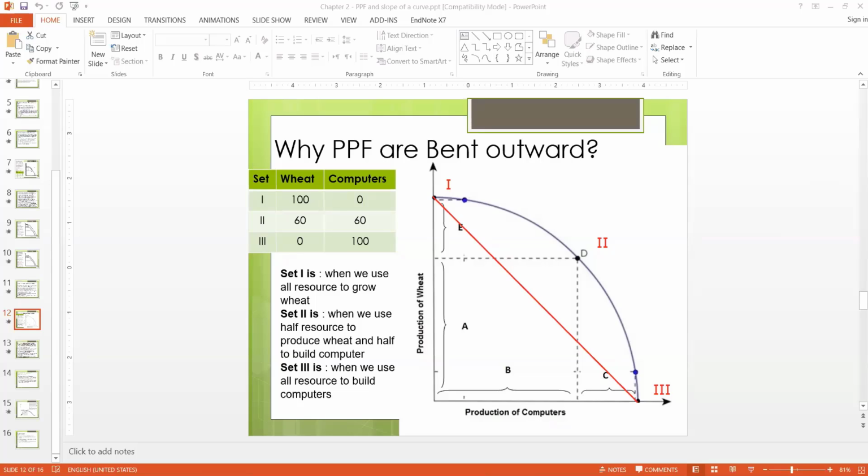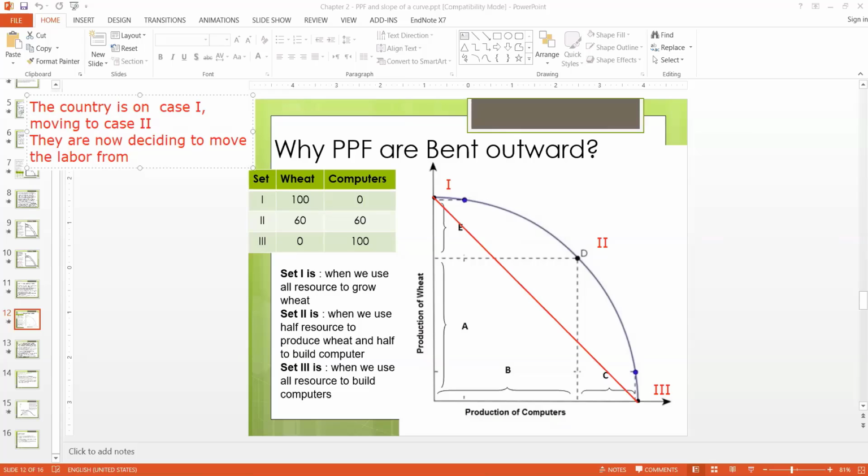Let's assume that the country is on case 1 and they are now moving to case 2. So what will happen? They are now deciding to move the labor from farming to computer making. As common sense, if they are moving the labor from farming to computer making, which labor will they move first?